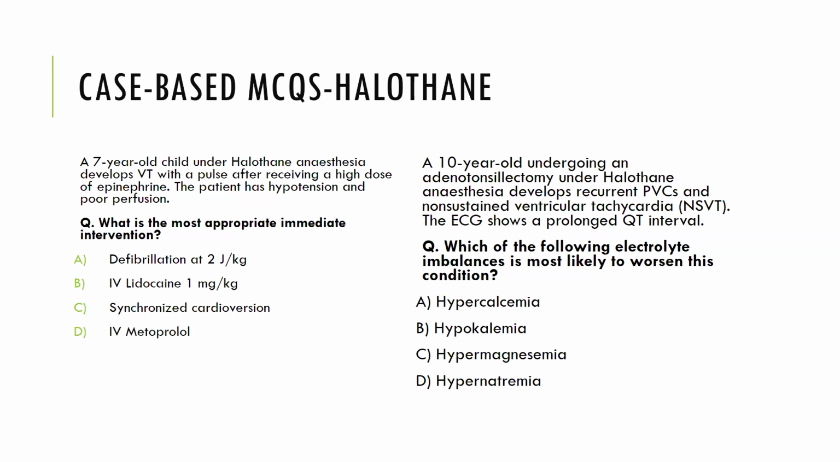A 10-year-old undergoing an adenotonsillectomy under halothane anesthesia develops recurrent premature ventricular contractions and non-sustained ventricular tachycardia. The ECG shows a prolonged QT interval. So which of the following electrolyte imbalances is most likely to worsen this condition? This is a giveaway, isn't it? Quickly, what's the answer? B. Do we all agree? Yes, B. Okay, great.